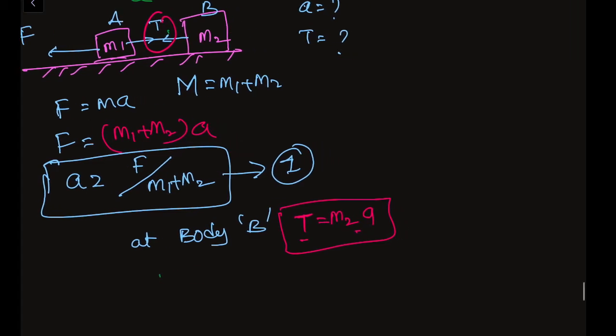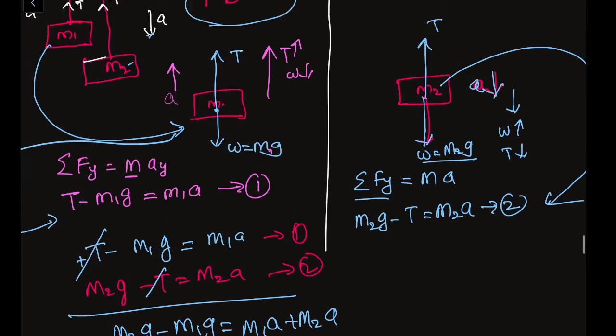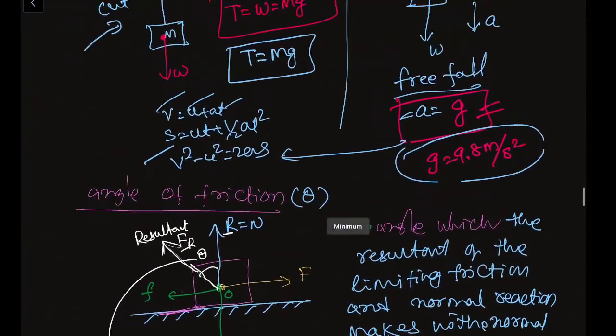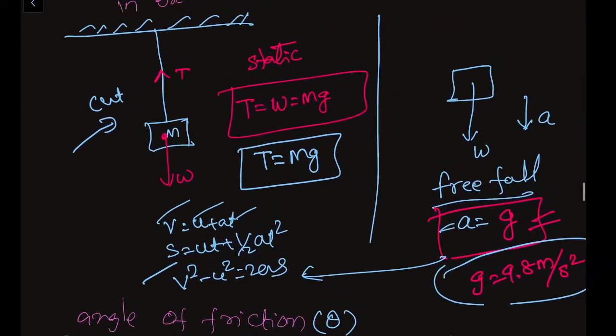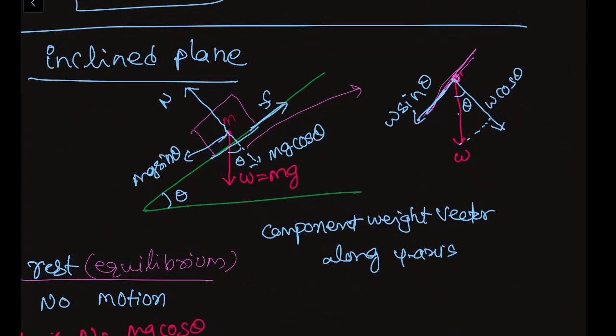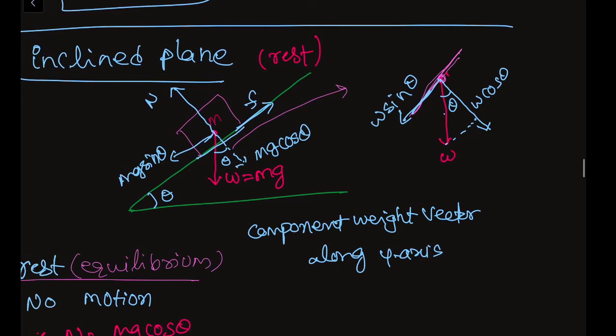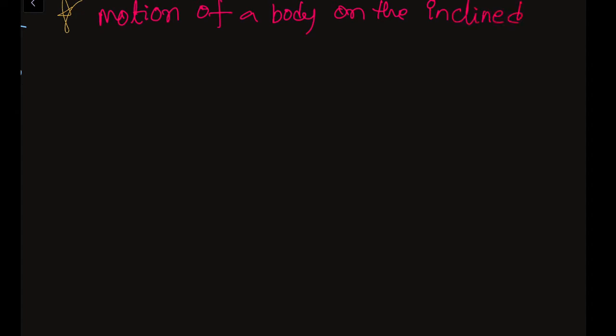Next, the motion of a body on the inclined plane. Here we already discussed the rest condition; if the body tends to slide, what is the acceleration we need to find. Now the important one is the motion of a body on the inclined plane.